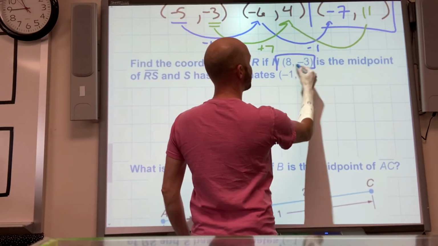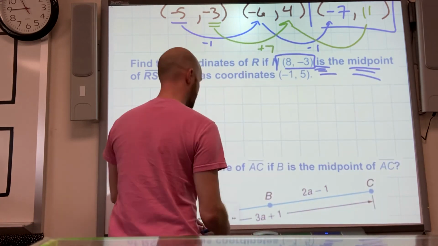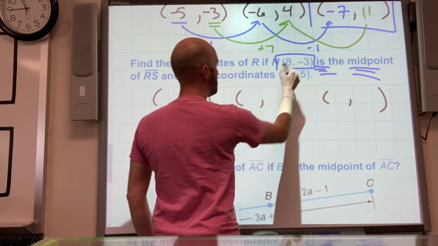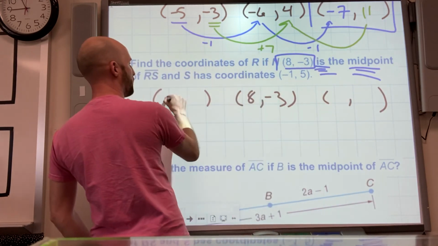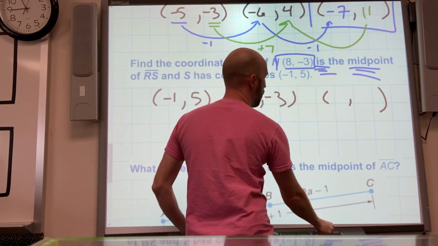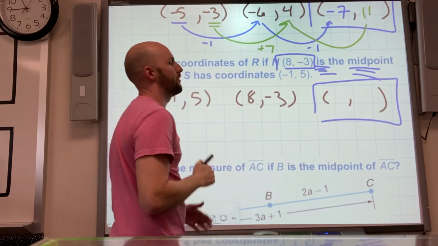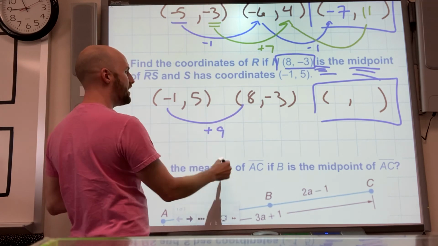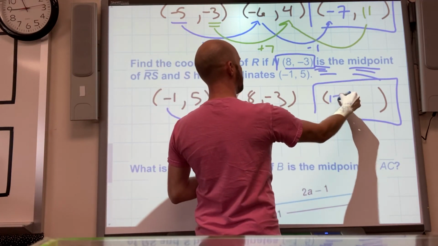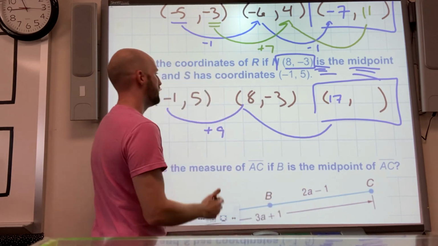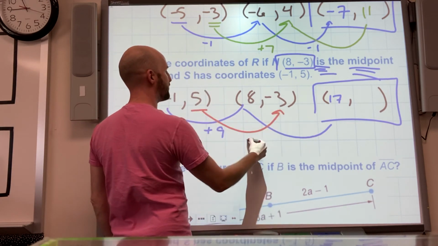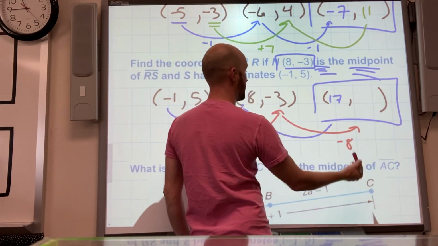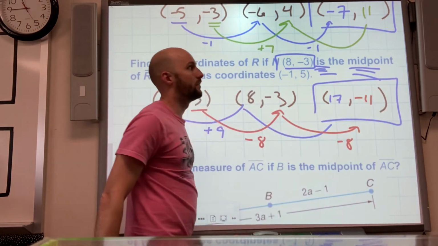So they're telling me this is the midpoint. So my structure is, I know the midpoint is 8, negative 3. I know one of the points is here. And my goal, and why I box this now, is to remind myself which point I'm looking for. Negative 1 to 8 is plus 9. Adding 9 again, 17. 5 to negative 3, subtract 8. And negative 3, subtract another 8 is negative 11.